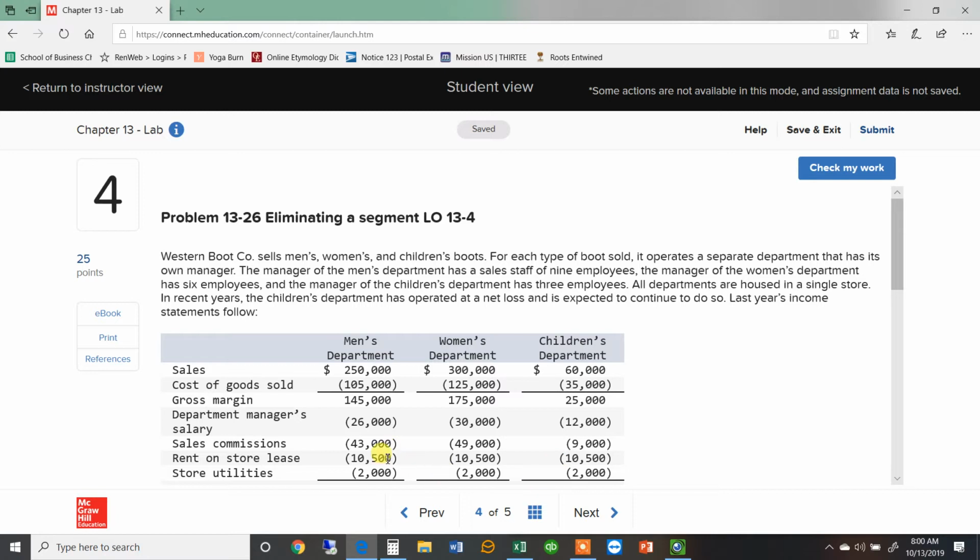The rent on the store lease has nothing to do really with the department specifically. So they're going to pay this rent no matter how many departments they have. So really this is kind of like a company level cost, and they've just divided it among the different departments evenly and spread it out. Likewise, the same thing with the store utilities. If the children's department goes away, you're still going to pay this amount of money in utilities on the whole building. So utilities isn't going to go away at all. That's just going to be a cost that still has to be paid.